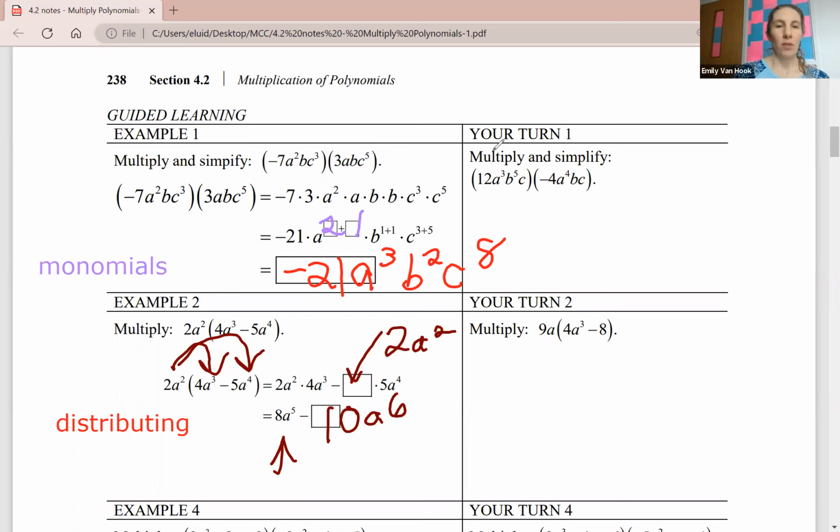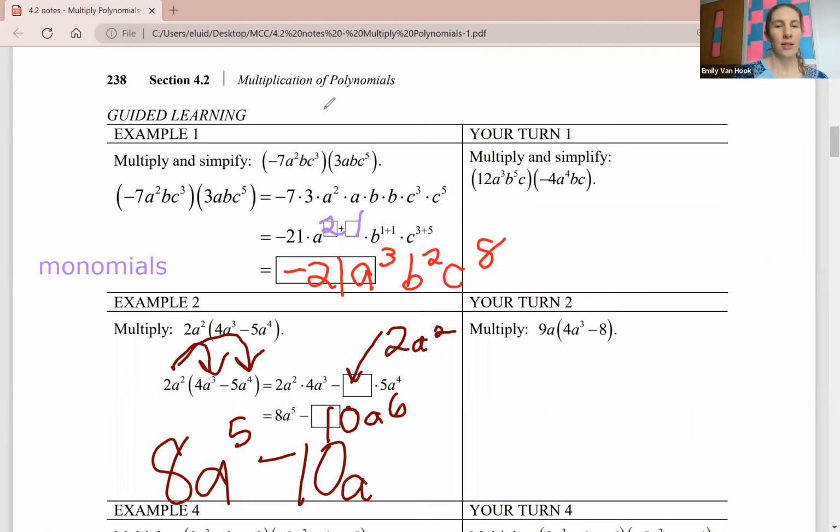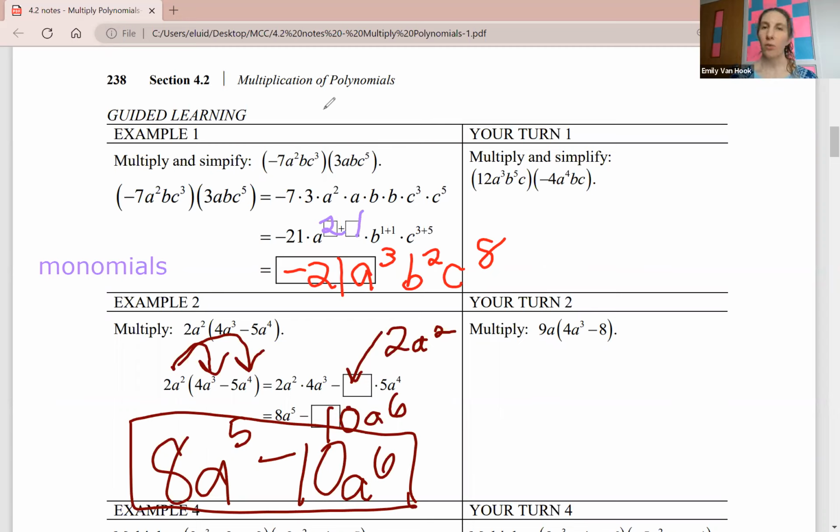Okay, so to give the full answer, all right, here's our full final answer. So 8a to the fifth minus 10a to the 6th. There's our final answer. And once again, we have different degrees, different exponents on our variables. So we do not combine those terms because they are not like terms.